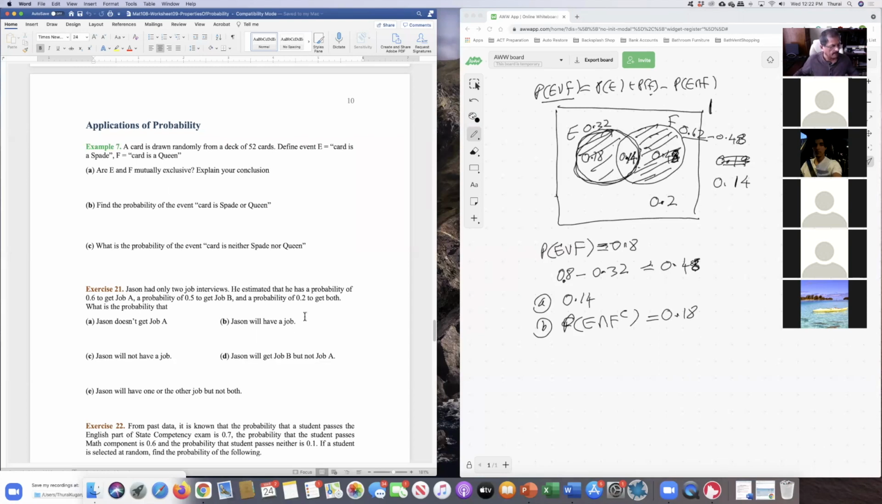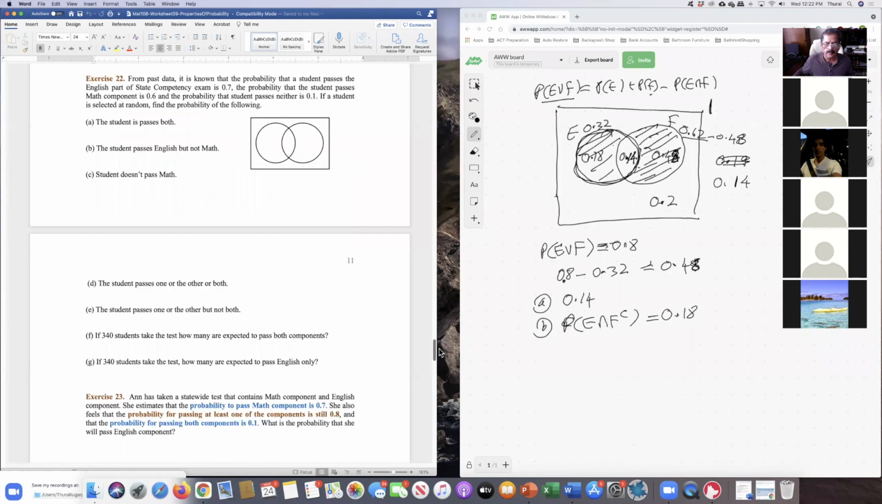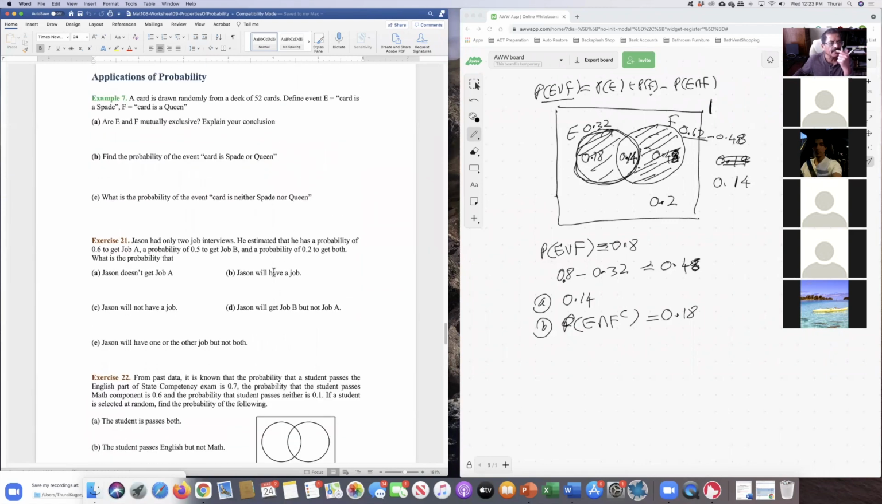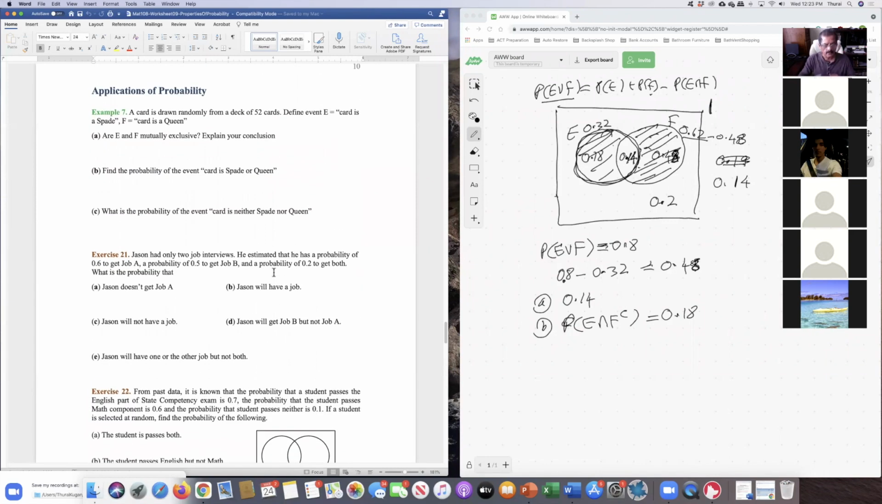We left off at applications of probability. So let's go to the applications. Basically, simple verbally described problems. We want to see how to handle that. Example 7 says, let me clear the board first.